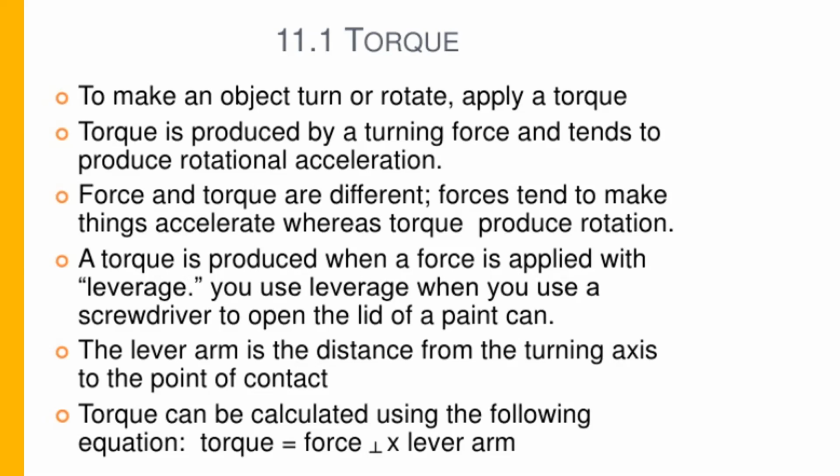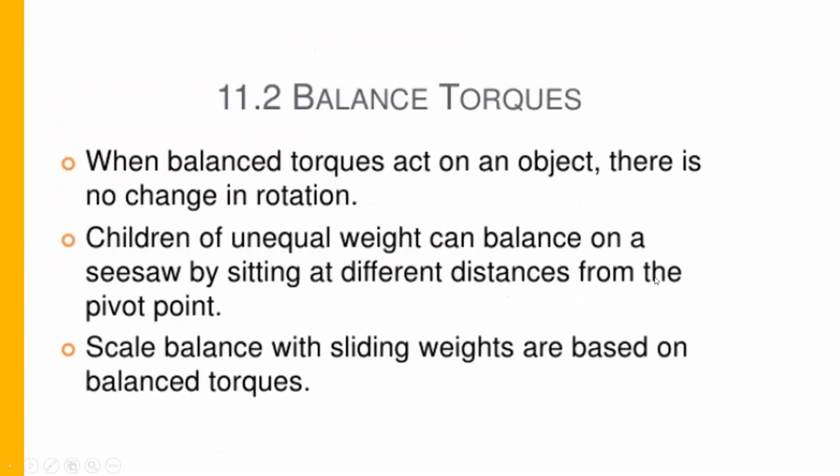Now, the formula for torque is force times the lever arm, where the lever arm means the distance from the turning axis to the point of contact, as we said in the last lesson. So torque is force times distance times the sine of the angle between them, where the distance is from the turning axis to the pivot point. This is the meaning of torque.